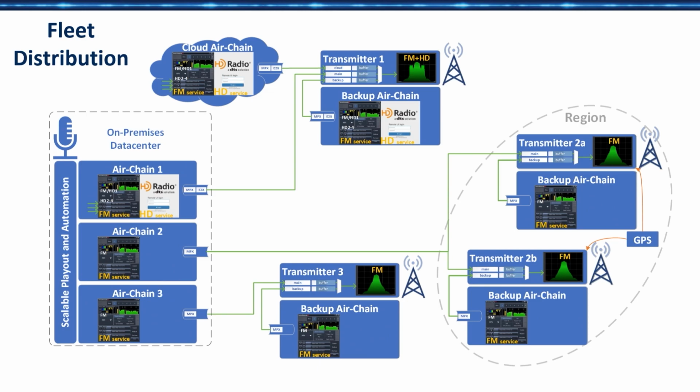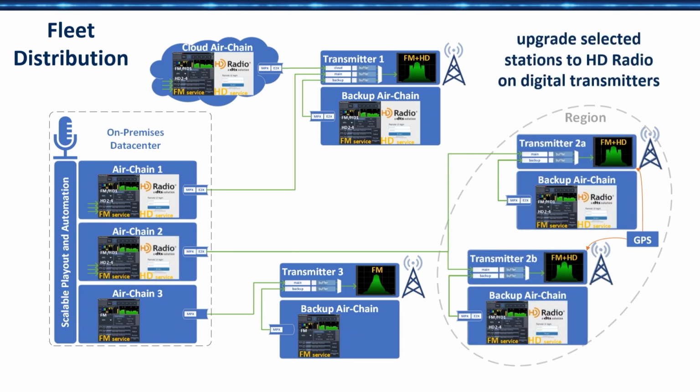And we want to come up with an architecture that works for FM only, which will be transmitter 3 down here, and transmitter 2A and 2B that might be in the same region with the same content. And we want to turn HD into a true option. It shouldn't be defining everything you do. It should just be an option. That's kind of how we look at it.